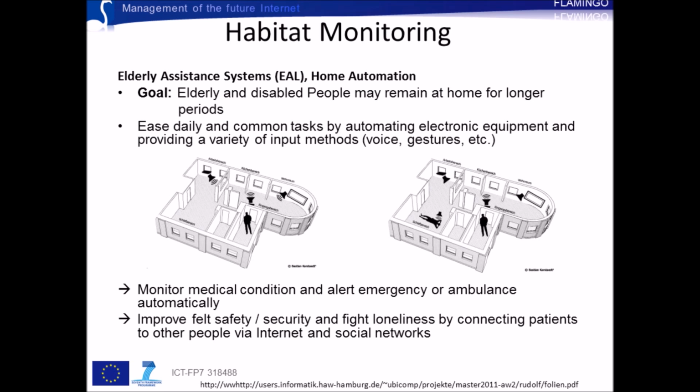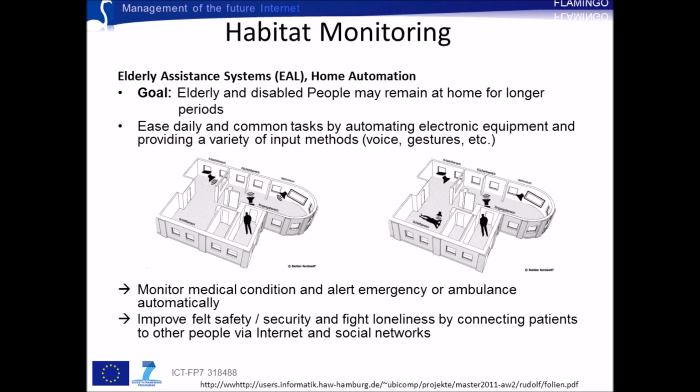Beyond animal observation, habitat monitoring can be applied to humans as well. An example is elderly assistance systems combined with home automation support. The goal is to support elderly and disabled people to stay in their home as long as possible. Therefore, the home is equipped with intelligence going from sensors to automatic systems that send out an emergency call when something is wrong. Let's give an example.